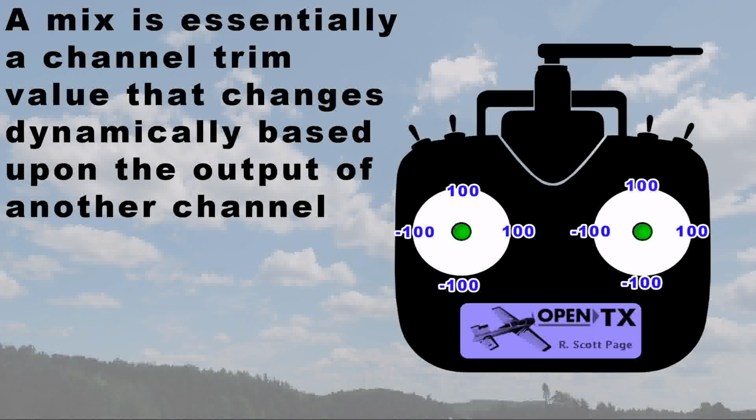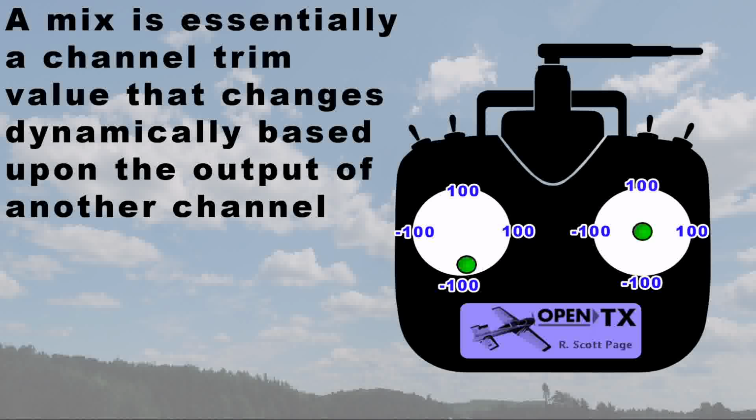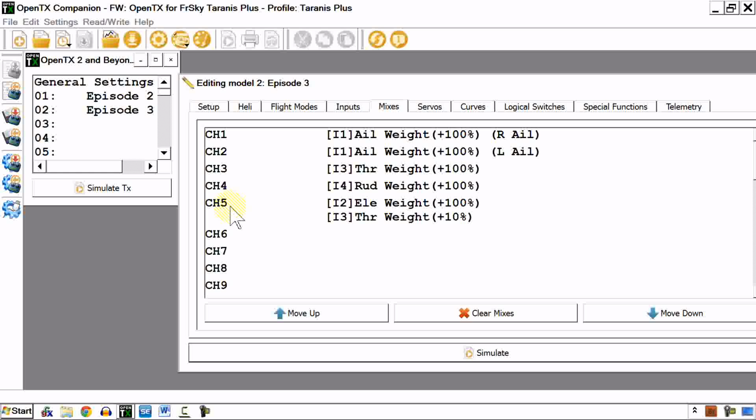If you're not sure what a mix is, just think of it as a channel trim value that changes dynamically depending upon what another channel is doing. Mixes are commonly used to coordinate turns by mixing in a bit of aileron into the rudder control channel. In this case, I'm adding throttle input to the elevator channel, so as the throttle value increases, it will also increase the overall value of the elevator input. So I'll pick up where I left off last time with my elevator on channel 5 and the throttle mix line adding 10% of the throttle as down elevator.